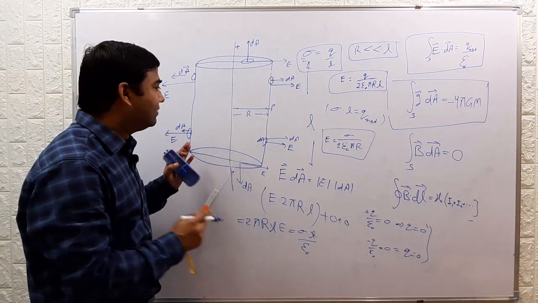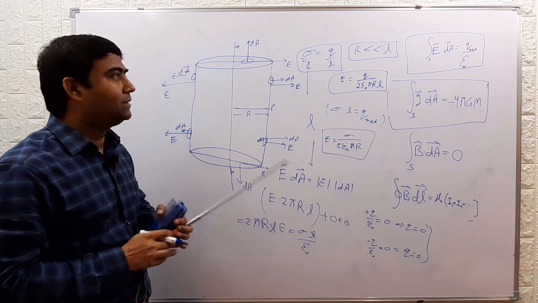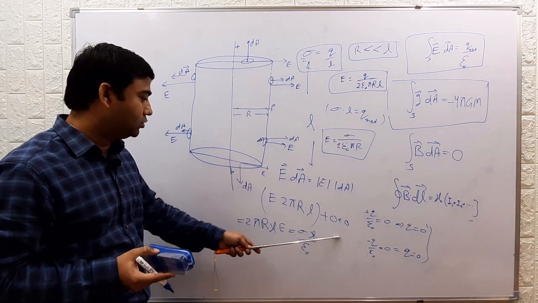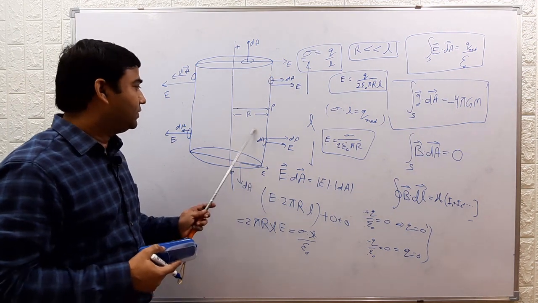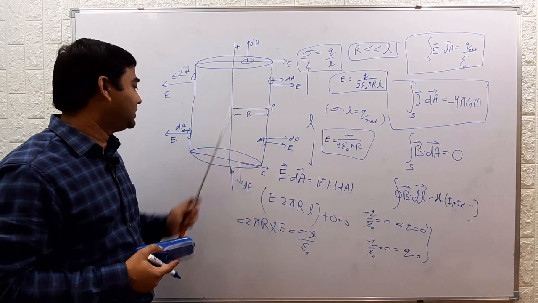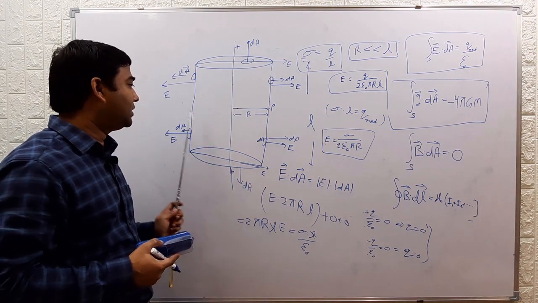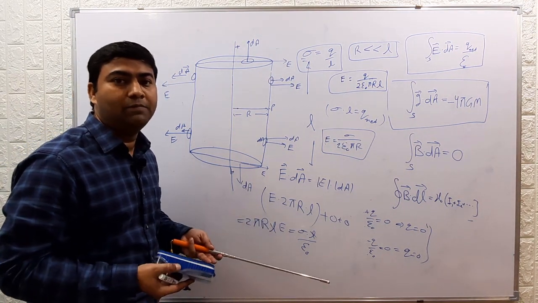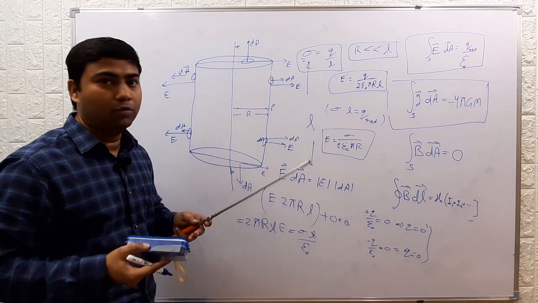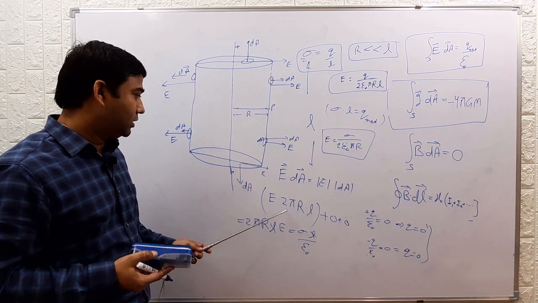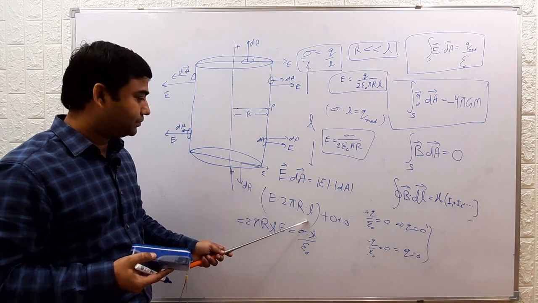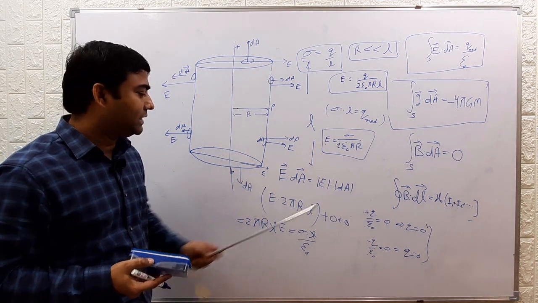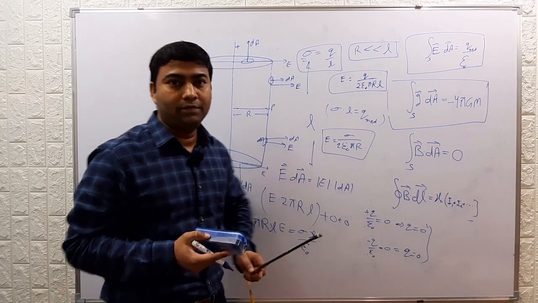We only have to cleverly choose the Gaussian surface so that the dot product for the whole surface can easily be found. Here we have not used integration; just logically we have found that here it is perpendicular, so for these surfaces the dot product is 0, and for the curved surface E and dA are parallel, so their dot product is just the multiplication of modulus of E and modulus of area. The curved area is 2 pi r L, and E is uniform throughout the curved surface. That way you can easily find the electric field by using Gauss's law.